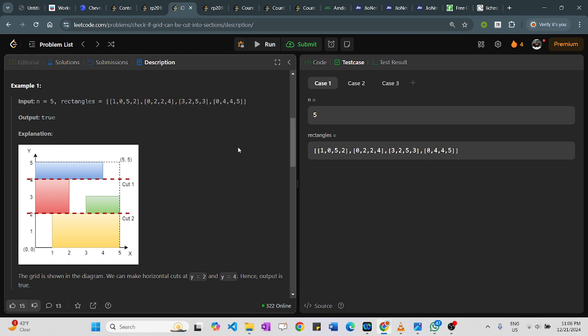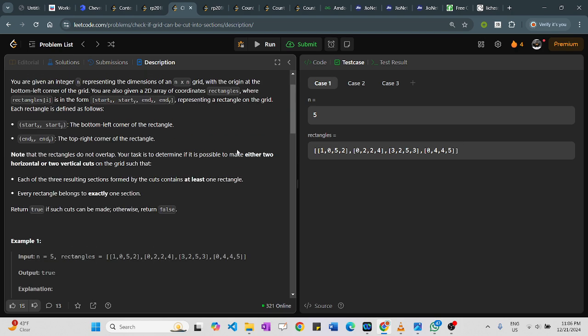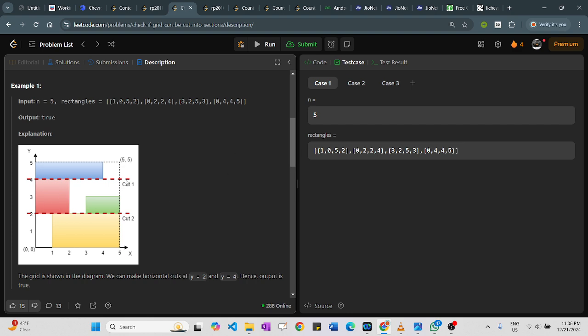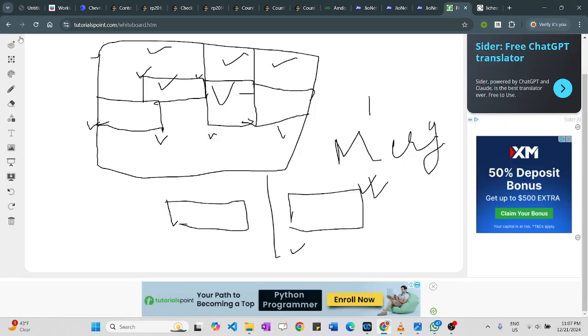And we'll have to do two types of partitioning here. Either you will do horizontal partitioning or you will do vertical partitioning, right? And you have to tell, if I'm doing this partitioning, can we divide the grid into three parts? Obviously we are doing the partitioning two times, so it will divide the grid into three parts, but you will have to ensure that all those three parts must contain at least one rectangle. Okay, so let me elaborate all these things with the help of this diagram.